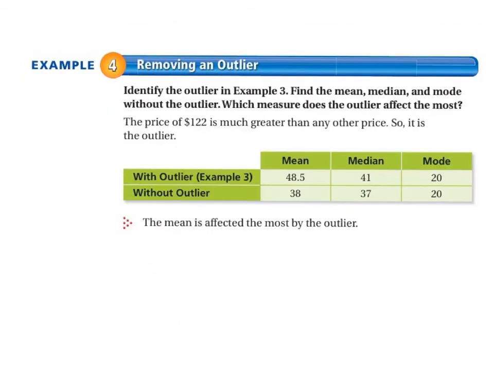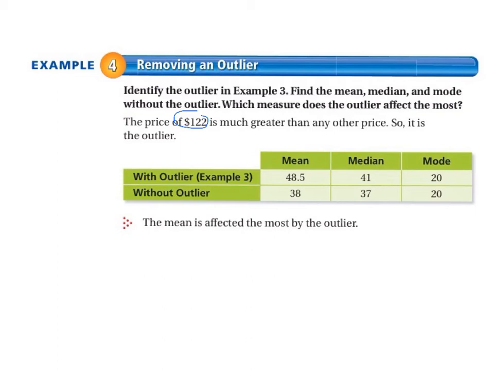Our next example is about removing an outlier. So remember, an outlier is exactly what it sounds like. It's a value that lies outside of the rest of the numbers. And it says, identify the outlier in example 3. Find the mean, median, and mode without the outlier. Which measure does the outlier affect the most? So the price of $122 is much greater than any other price. So it is the outlier.